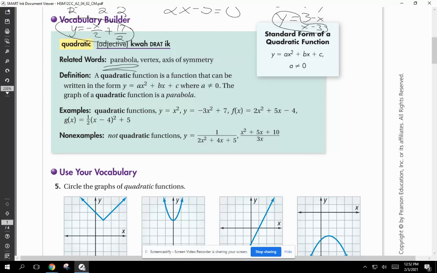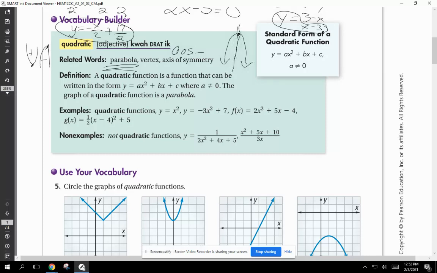I could. Vertex, remember, a parabola is like one of these guys, right? Positive or negative. The vertex is the point on the parabola, the highest or lowest point. And the axis of symmetry is the AOS, or the line that cuts a parabola right in half. So here's your axis of symmetry right there.